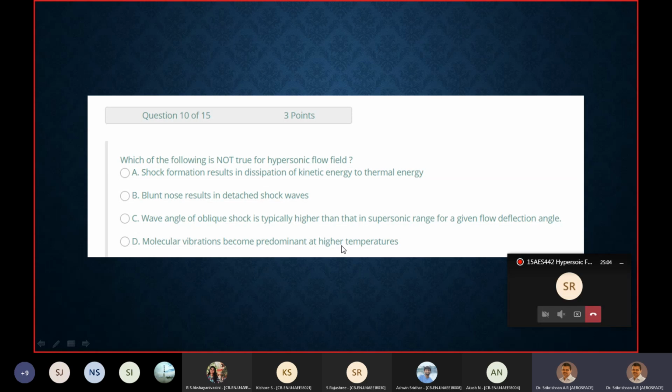But the statement is contrary. It says that the wave angle is higher for hypersonic than for supersonic, which is not correct. I'm sorry, for hypersonic it is lower. The statement says it is higher for hypersonic, which is not correct. It's a wrong statement, so the correct choice here is to mark it false.